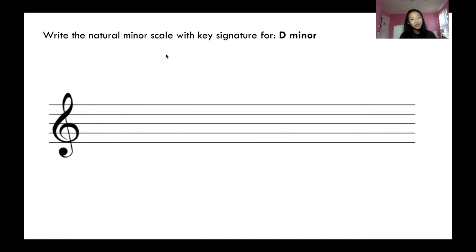Let's try writing the natural minor scale for D minor. It was just shown on the last slide, so hopefully you guys can try it on your own, and if not, you can just scroll back and check yourself. Okay, so we know there's one flat, and we can go through the process we went through before to find that, and then we'll just write all the notes for one octave of the scale, starting on D and ending on D again.